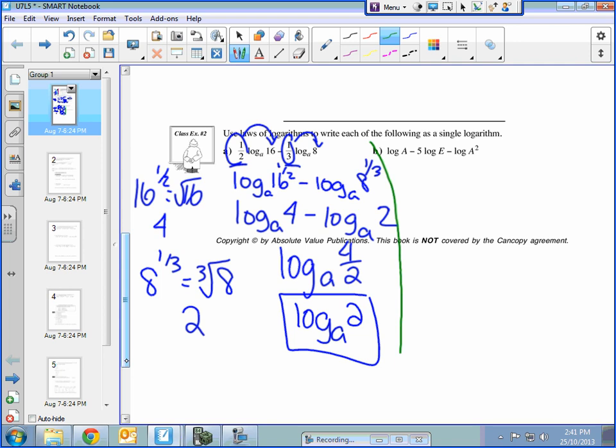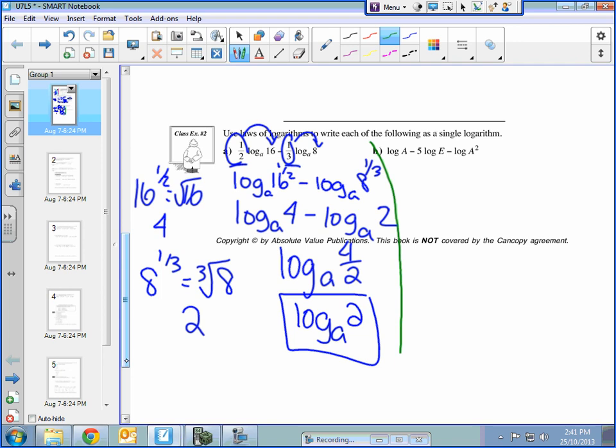So if it's just an a, leave it as a. So leave the first one as log of a. Yeah, the 5 will go up. And log a to the 2 stays the same. So then, there's 3 things happening here. Okay, now I'm stuck. So then could you just subtract?